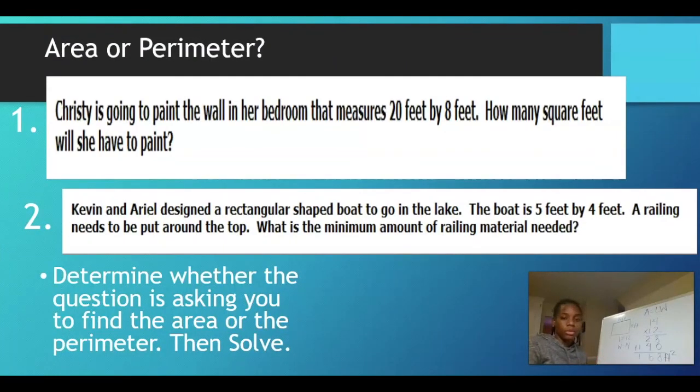Again, following the same rules. Notice that for these ones you don't have an image at all, so you always want to draw your image out in order for you to solve it and make sure that you're solving it correctly. Pay attention to what the question is asking. If the question talks about square feet, or if they specify square feet, you're finding the area. If the question is asking about the minimum amount or how much material might be needed to go around or cover whatever the image is, then we're talking about perimeter. Just making sure that we utilize the correct formula for each of them.